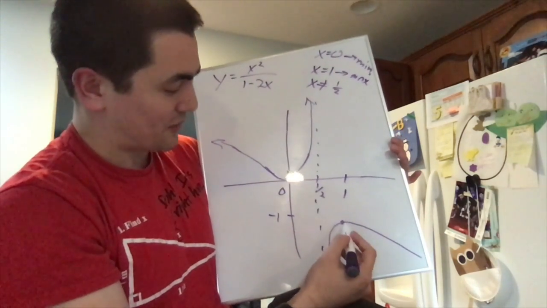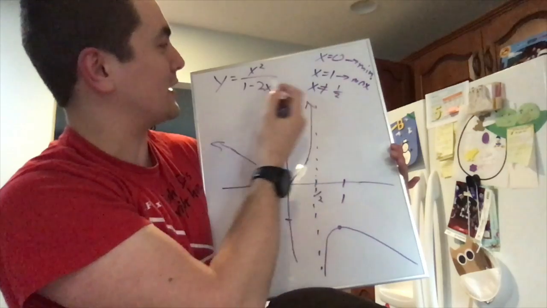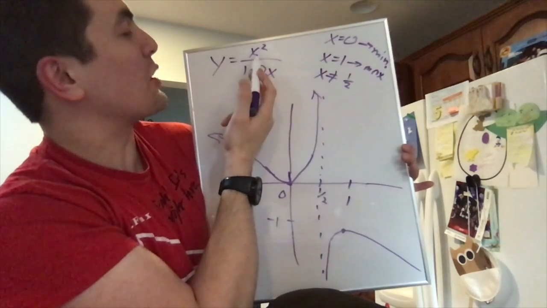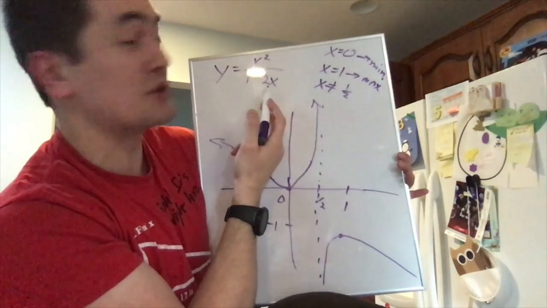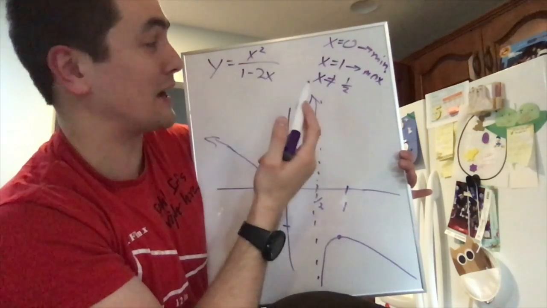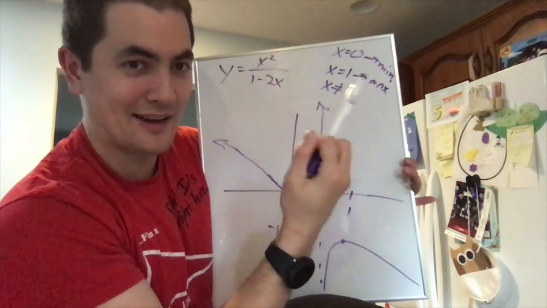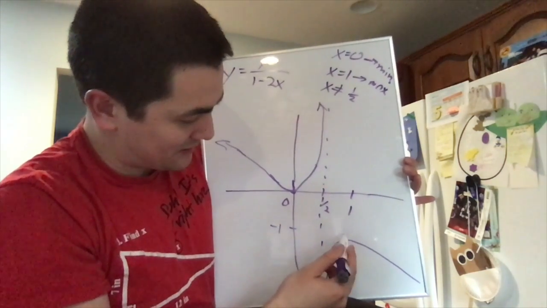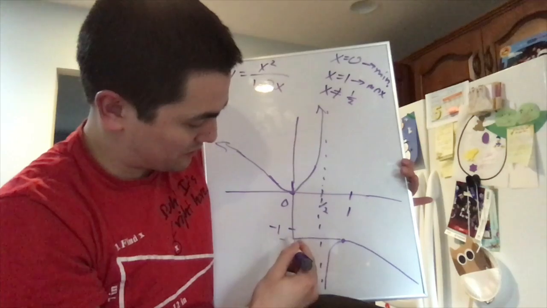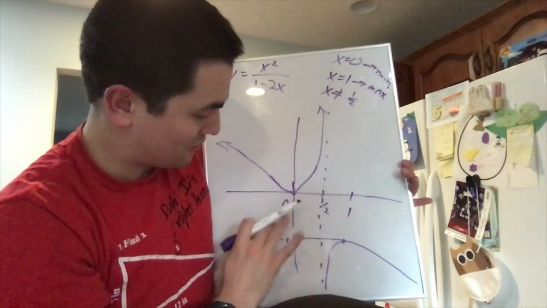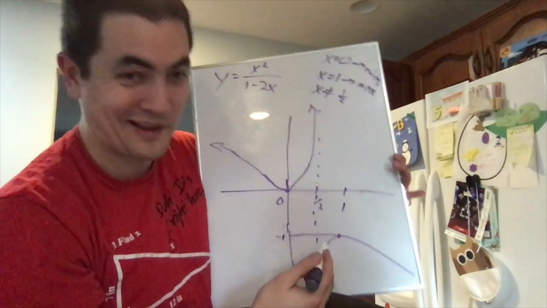And for similar reasons right here, if you plug in an x is equal to 1 here, well, you'll have 1 squared, which is 1, 1 minus 2 times 1, so this bottom part turns into a negative 1. 1 over negative 1 actually makes it equal to a height of negative 1. So that means that, actually that's pretty bad. This is supposed to be negative 1, not that. Ooh, I really can't sketch on a dry erase board. Sorry about that.